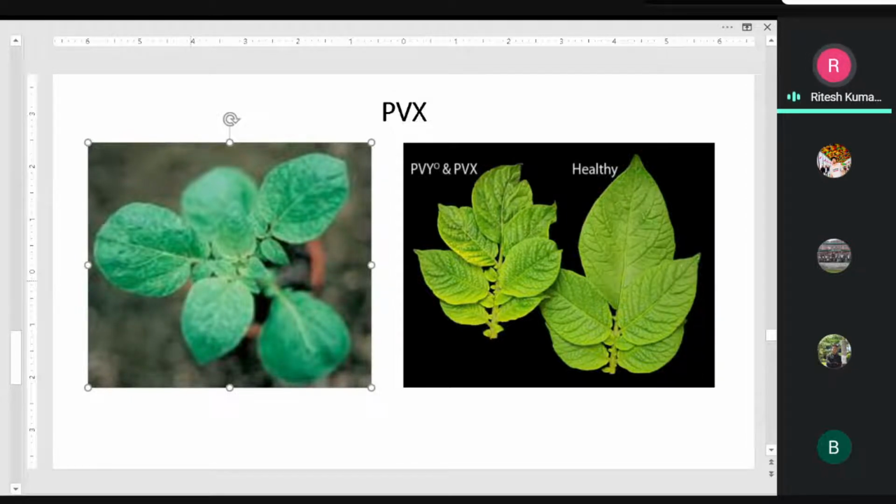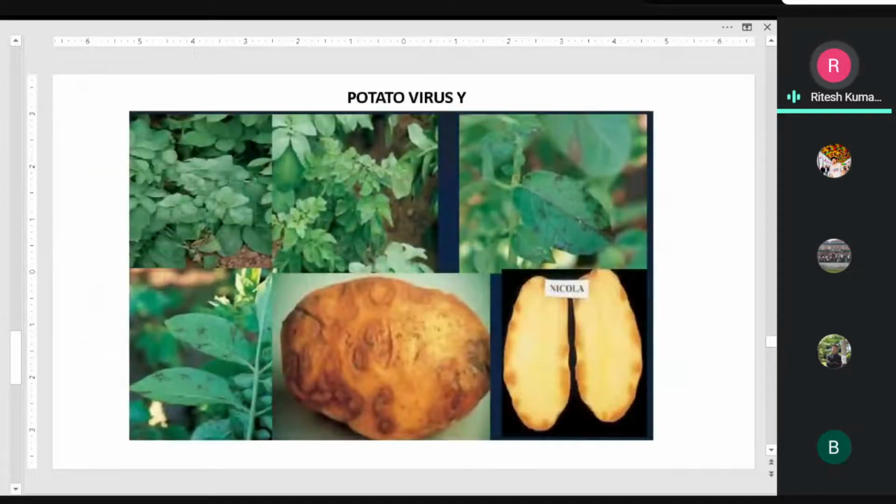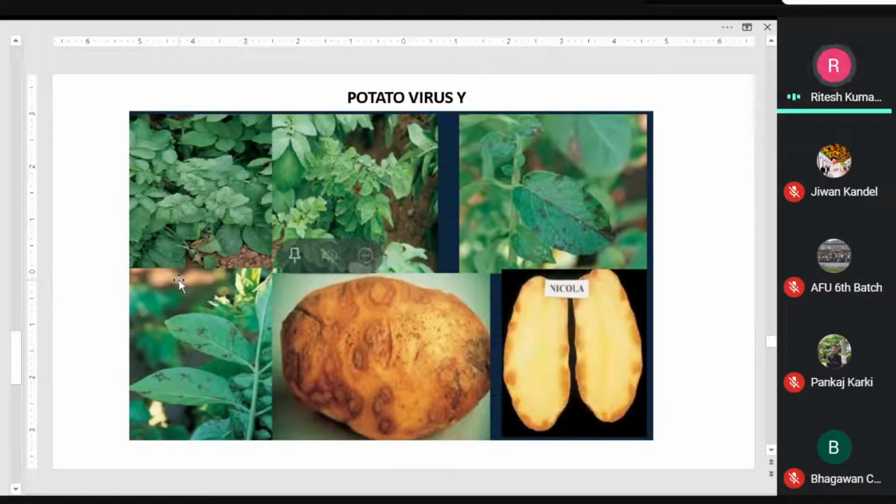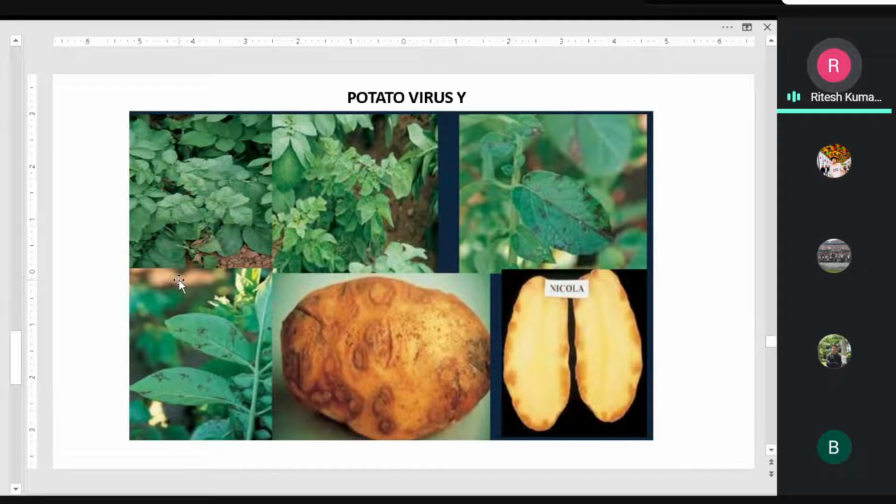So generally PVY and PVX are associated. PVY is a bit more destructive, it produces more severe symptoms. PVY is a Potyvirus, its genus is Potyvirus. There are again many classifications: Bacilliform virus, Potyvirus, Gemini virus, Luteovirus, Carlavirus.